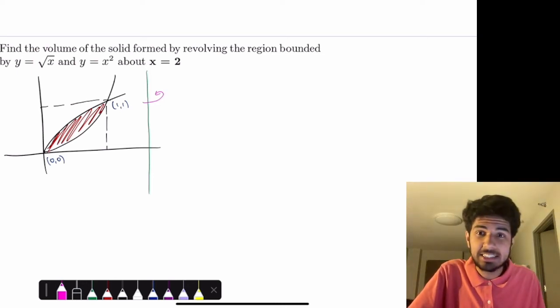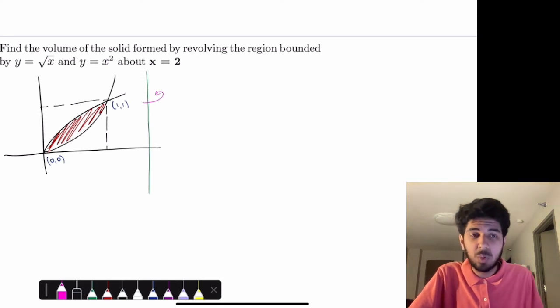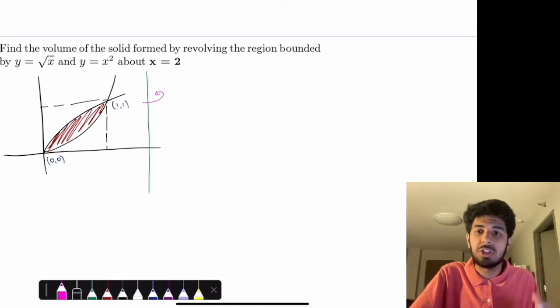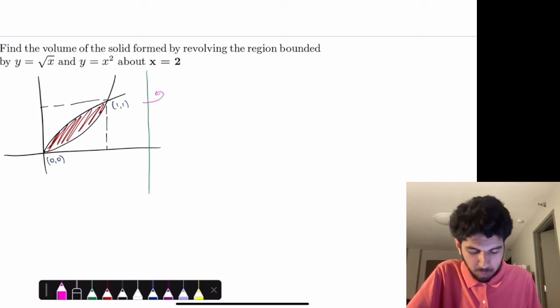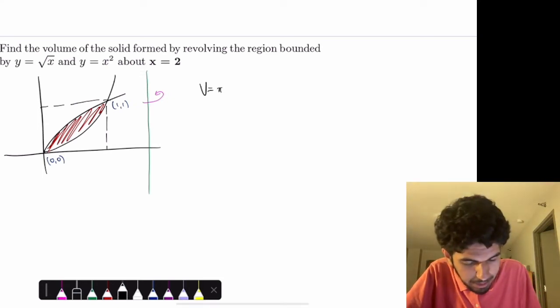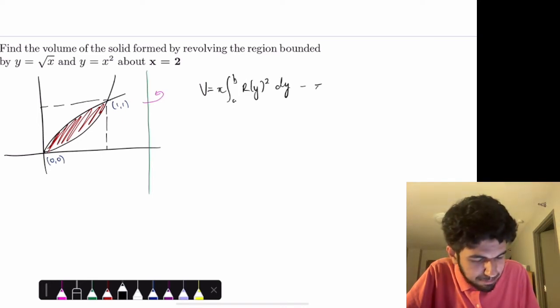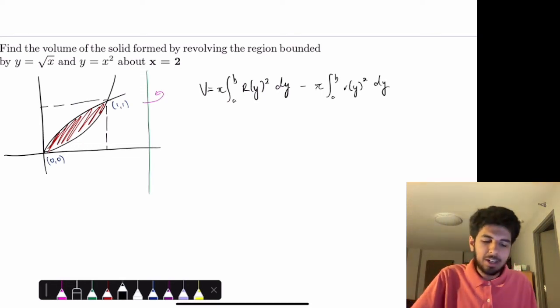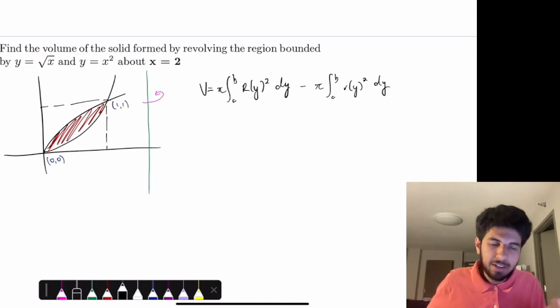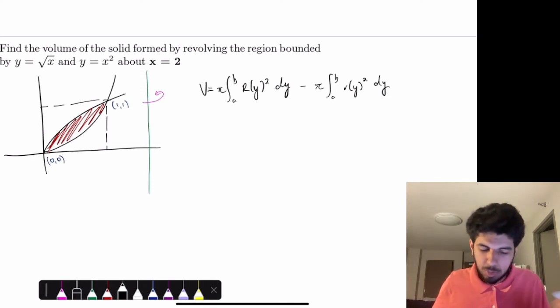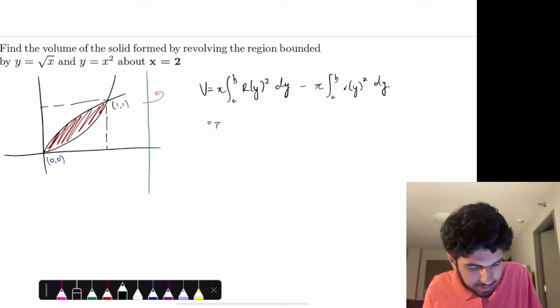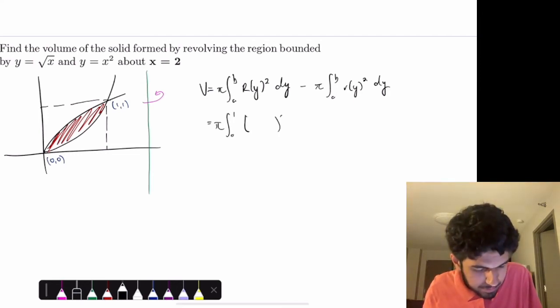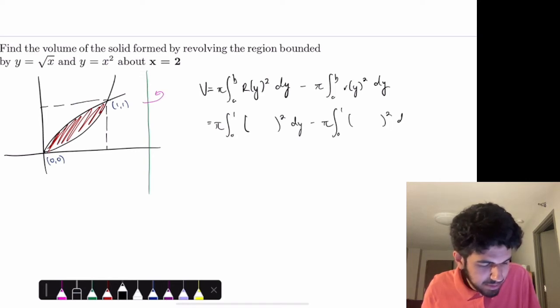Again, not touching the axis of rotation. We should be prompted to think washer method, vertical axis of rotation. We should be prompted to think, do it in terms of y. So that's what we'll do. V equals pi integral a to b capital R of y squared dy minus pi integral a to b little r of y squared dy. Bounds of integration will be 0 to 1 for same reason as all of the ones before. Something squared dy minus pi 0 to 1 something squared dy.